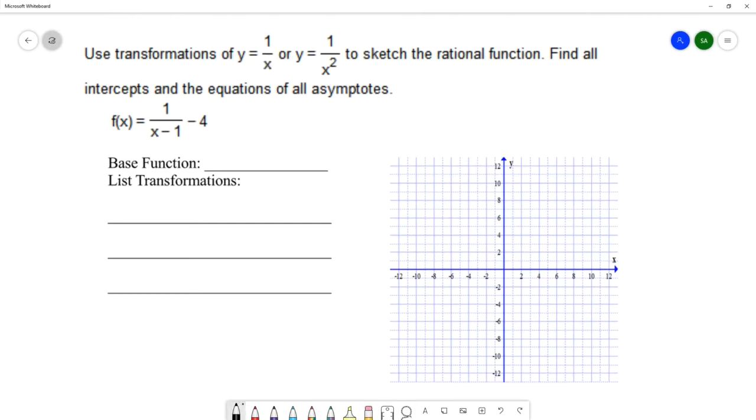So our base function is going to be y equals 1 over x. And it's important for us to recognize what the graph of this function is first to help us understand how it's transformed. So what I know about this graph is that it is undefined at 0, and it has a vertical asymptote at 0, x equals 0. And it also has a horizontal asymptote at 0, that's y equals 0. And then the graph looks like this.